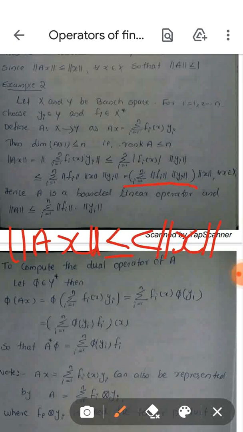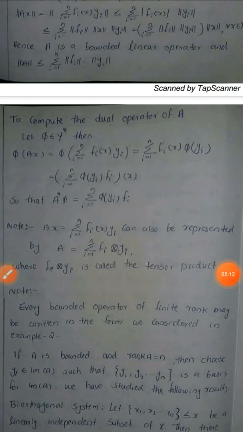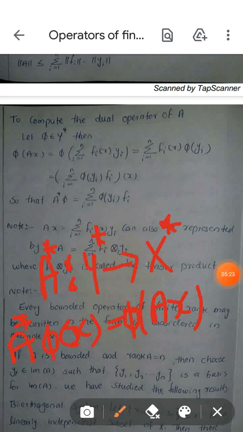Hence A is a bounded linear operator and norm A is less than or equal to summation i equal to 1 to n norm fi into norm yi. Next, to compute the dual operator of A. Let phi belongs to Y star. Then A star from Y star to X star, A star phi of x equal to phi of Ax. It's the definition of dual.